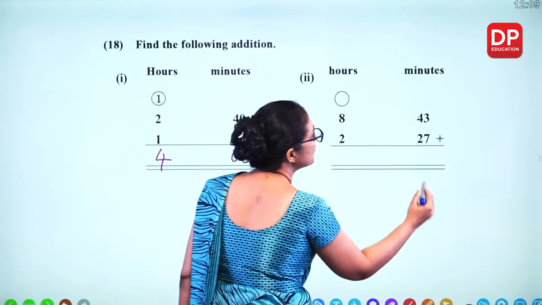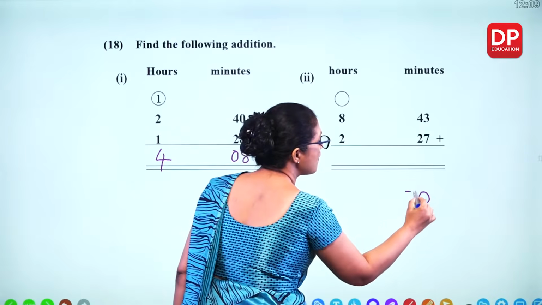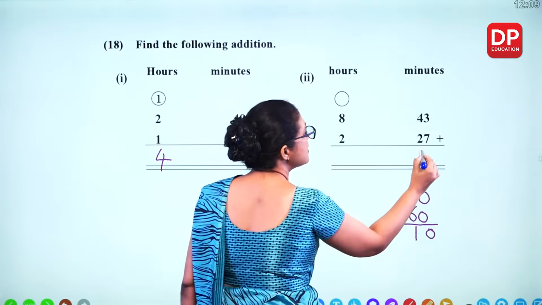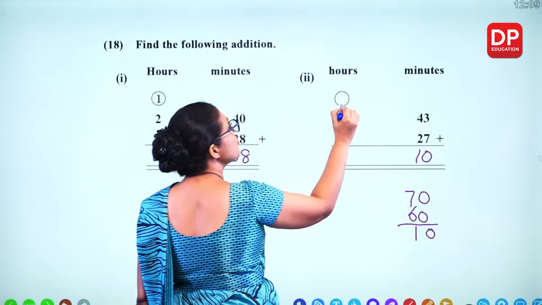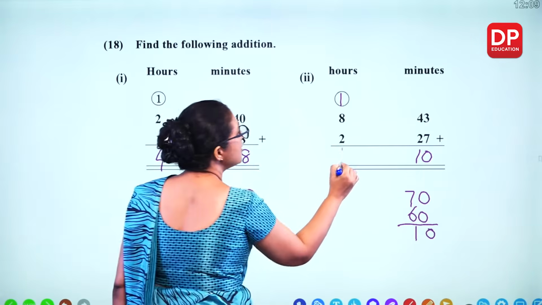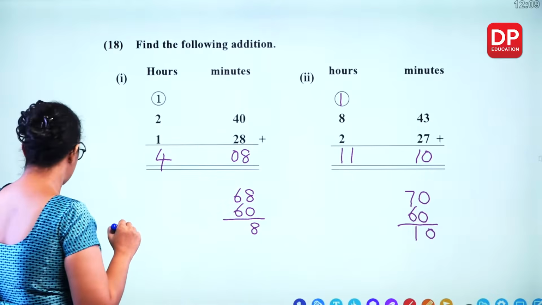Add these two. 7 plus 3, 10. 1 remaining. 5 plus 2, 7. 70 you can't write. Subtract 60, you get 10 here. So take 1 to the other side. 8 plus 2, 10. 10 plus 1, 11. 11 hours and 10 minutes.